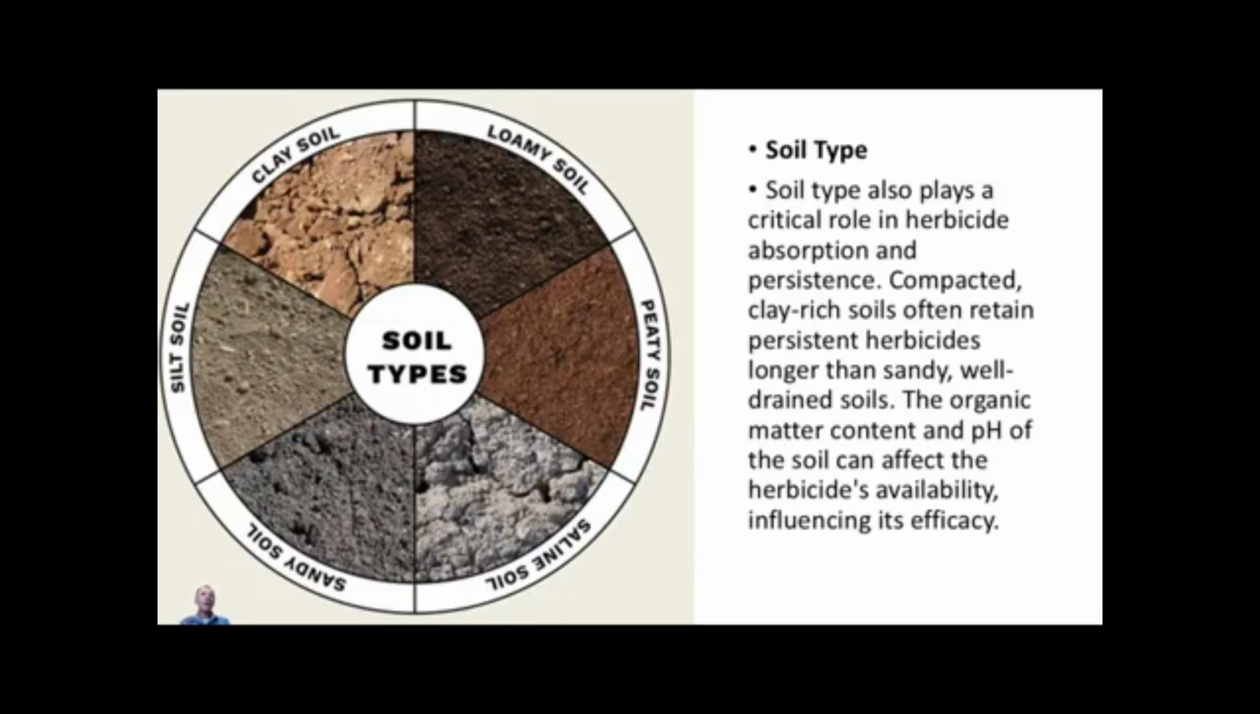Soil types are another factor we need to be aware of. When we look at soil type, it also plays a critical role in herbicide absorption and persistence. Compacted, clay-rich soils often retain persistent herbicides longer than sandy, well-drained soils. The organic matter and pH of the soil can affect the herbicide's availability, influencing its efficacy. As you look at our wheel of soil types here, you can see there are a lot of different types like clay soils, loamy soils, peaty soils, saline soils, sandy soils, and even silt soils.